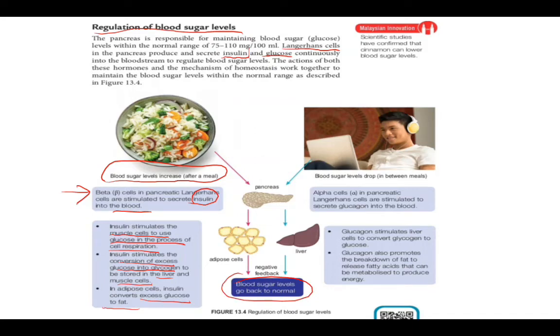Okay. Bagaimana pula kalau blood sugar level drops? Ini adalah in between meals lah kan. So ini apa yang bertindak adalah the alpha cell. Kalau tadi itu beta cell, di sini alpha cells in the pancreatic Langerhans cells are stimulated to secrete glucagon. Okay, glucagon, bukan insulin, glucagon into the blood. So the glucagon will stimulate the liver to convert the glycogen to glucose. So glucagon also promotes the breakdown of fat to release fatty acids that can be used to produce energy.